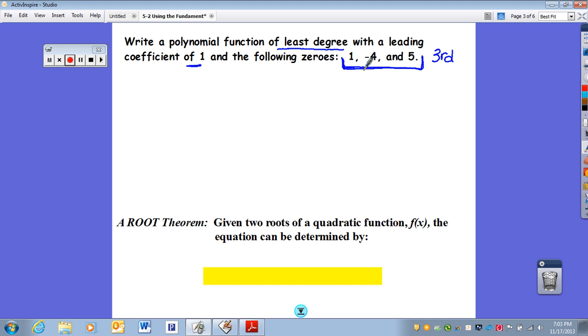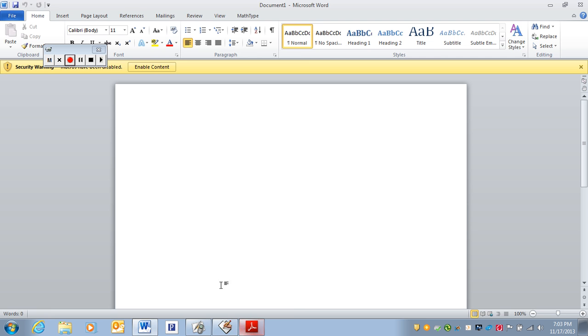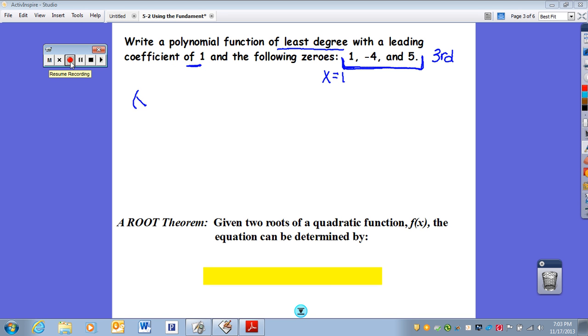So here's what we do. We simply reverse our thinking. So if x is equal to 1, then we reverse that by subtracting 1 from both sides, and one of our factors is going to be x minus 1. Again, x equals -4, so to reverse that we add 4 to both sides, and then one of our factors will be x plus 4. And if x is equal to 5, we're going to reverse that.